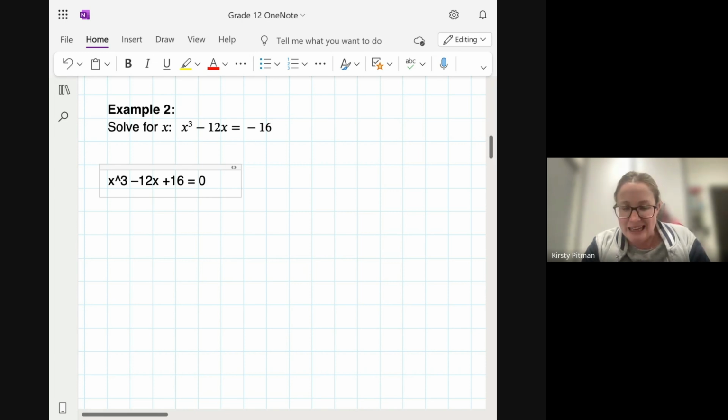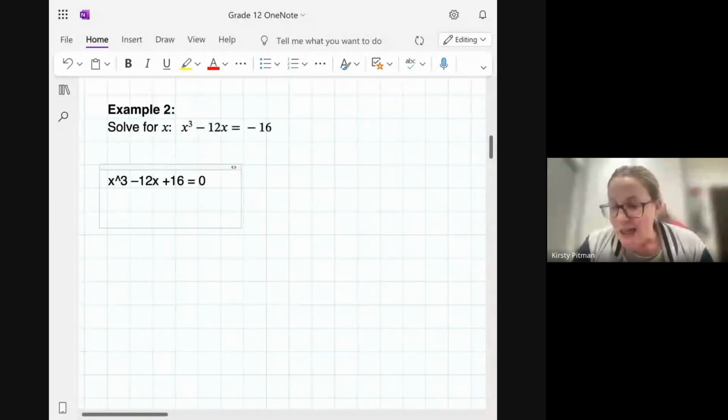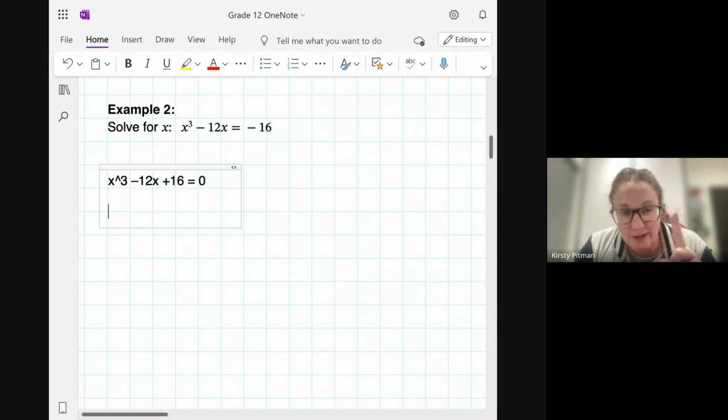Well, now my next step, if you are doing add math, then you know how to do this in add maths, but we don't all do add math, so we're not going to try and do fancy things here. We're going to try substituting in some values for x. First of all, we're going to try x is equal to 1. So 1 to the power of 3 gives me 1, minus 12 times 1 gives me 12. So 1 minus 12 is negative 11. Plus 16 gives me 5.